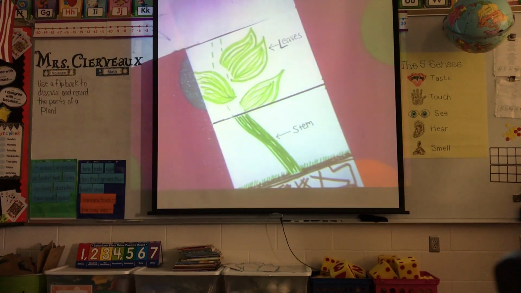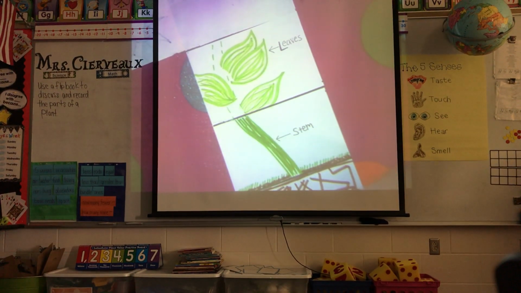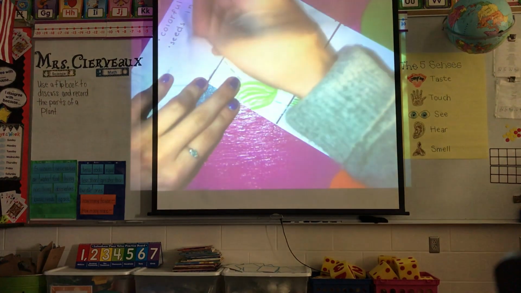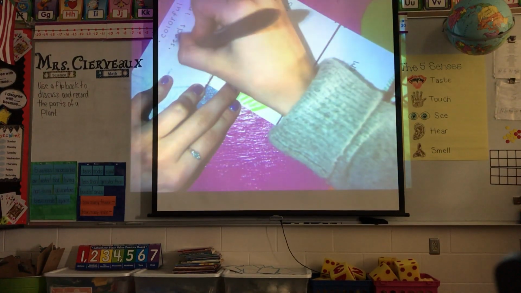And where on the flower or on the plant is the flower located? Does anybody know where it's located? Do you know? On the stem. Top of the stem? You're right. All right. So maybe we'll write top of stem.